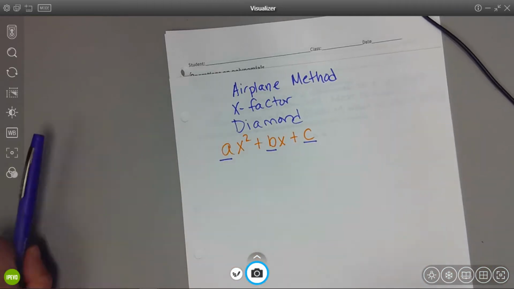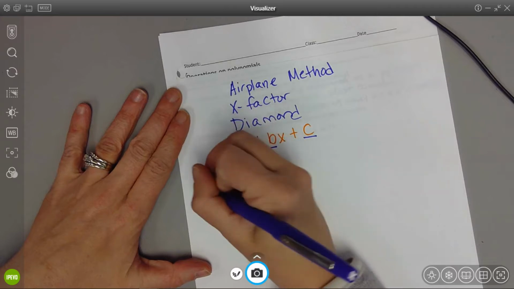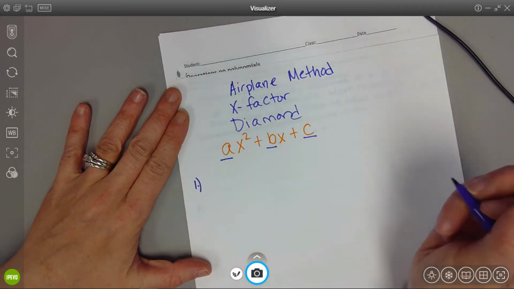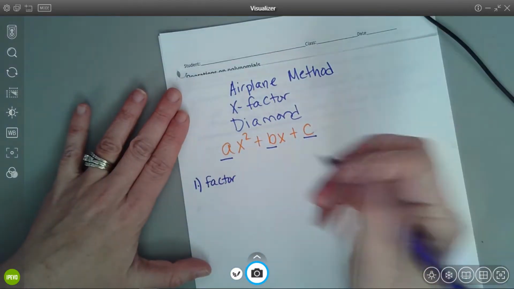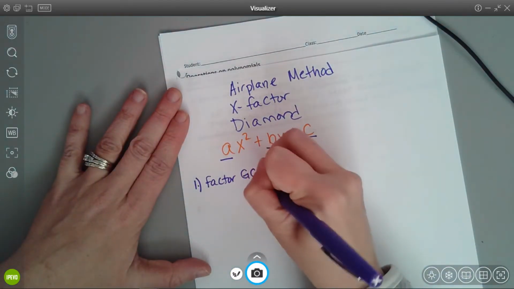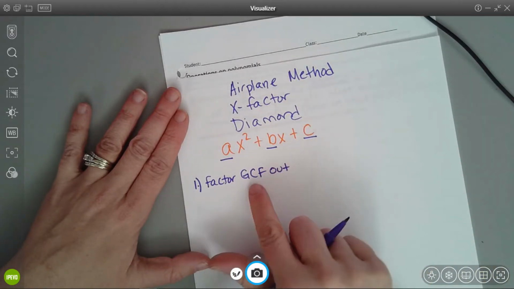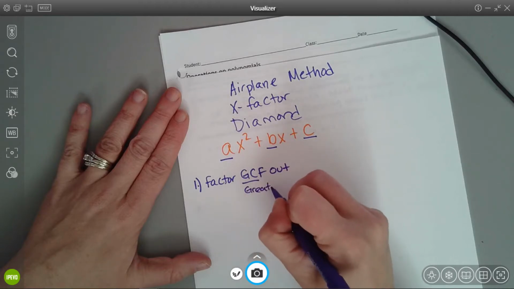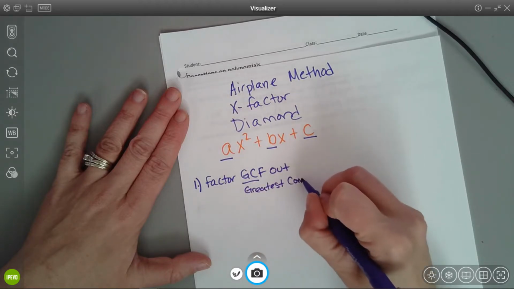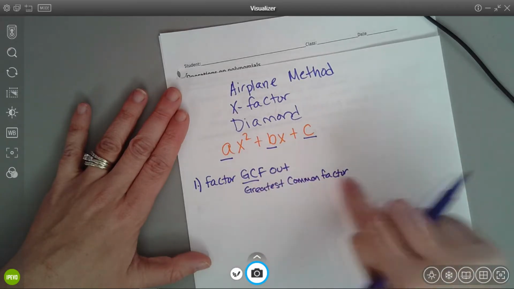So the first step that we want to take when we factor, step 1, is always going to be to factor a GCF out. What is GCF? That stands for greatest common factor.